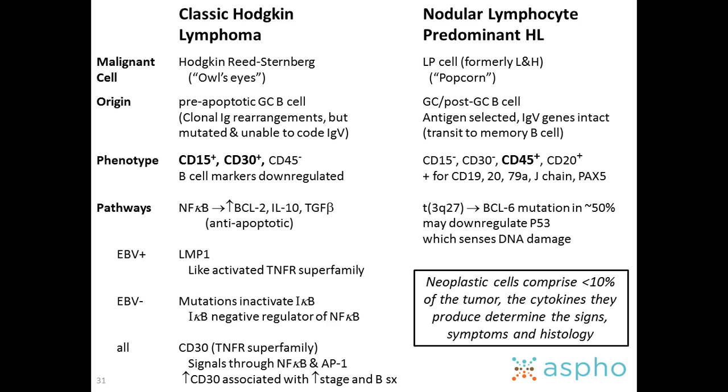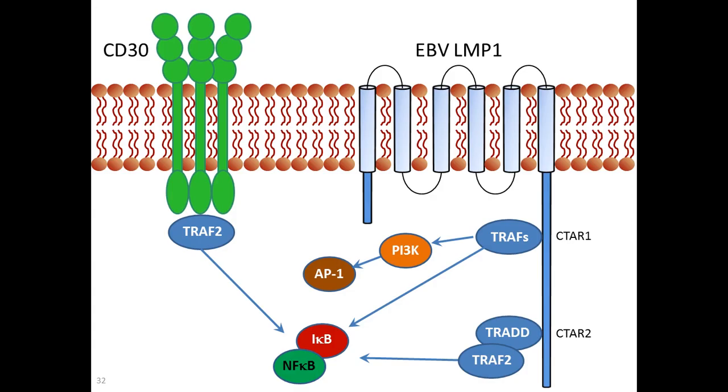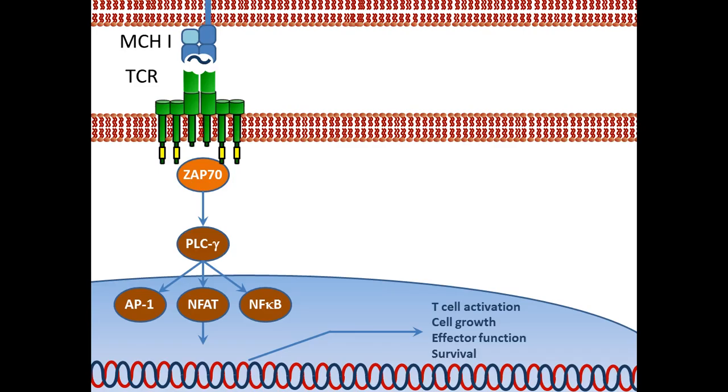For the EBV negative patients, they often have mutations that inactivate I-kappa B, and I-kappa B is the negative regulator of NF-kappa B. And they all express CD30, which is a member of the TNF receptor superfamily, and again, it signals through NF-kappa B and AP1. Increased CD30 expression is associated with higher stage and the presence of B symptoms. And this is a picture just showing the redundant ways that you can get from either CD30 or EBV LMP1 to NF-kappa B activation. This is one of those, hey, by the way, it's 2017 slides.